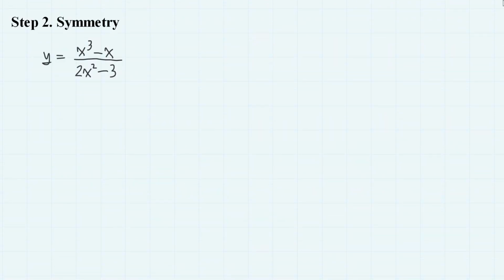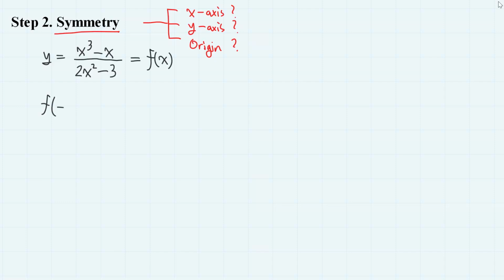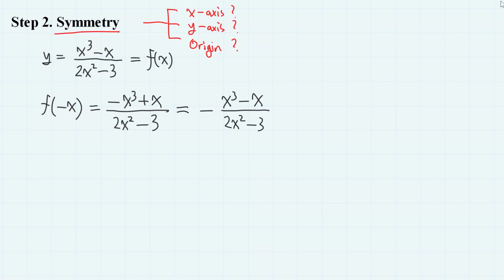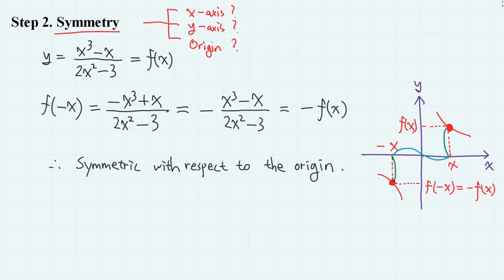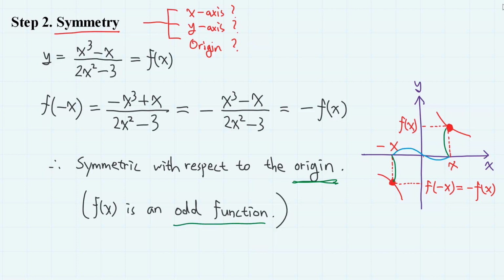Next, it is useful if we can find any symmetry from the given function. Is the graph symmetric with respect to the x-axis or y-axis or the origin? In order to find out, let's call this function f(x) and substitute minus x in place of x. Then, it can be written as (minus x cubed plus x) divided by (2x squared minus 3), which is minus the original function f(x). This means that the graph is symmetric with respect to the origin. In other words, it is an odd function.